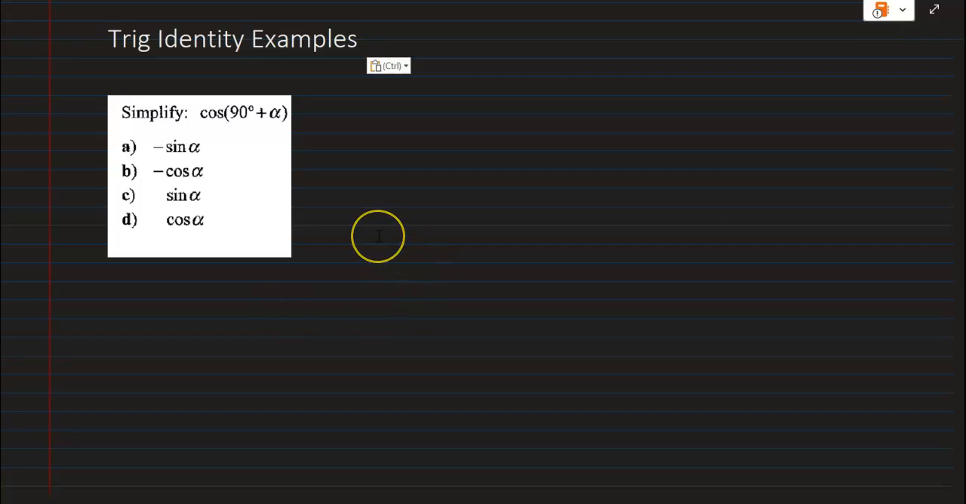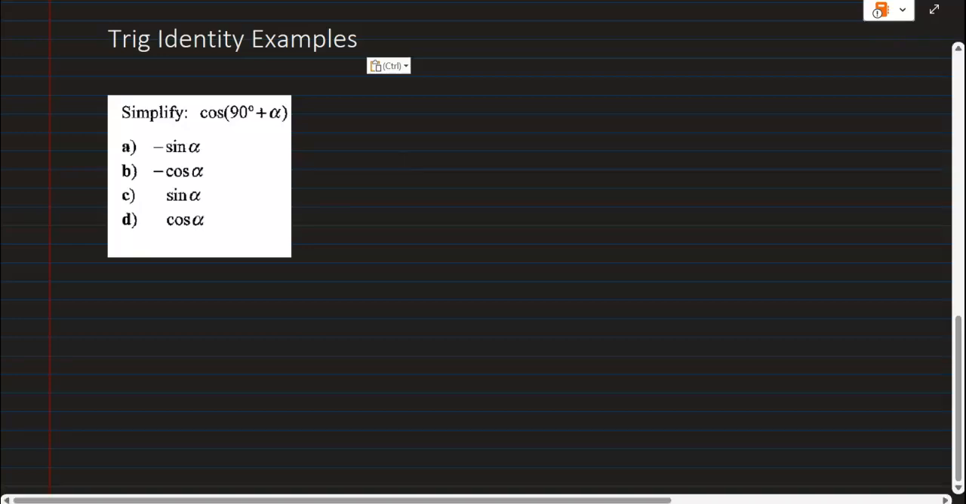Welcome back, and as I promised, the next video after the last trig identity example, or the third question we're going to deal with, is this one. Simplify cos of 90 degrees plus alpha. In this case, we're going to use the sum identity, the cos of the sum of the two angles identity.